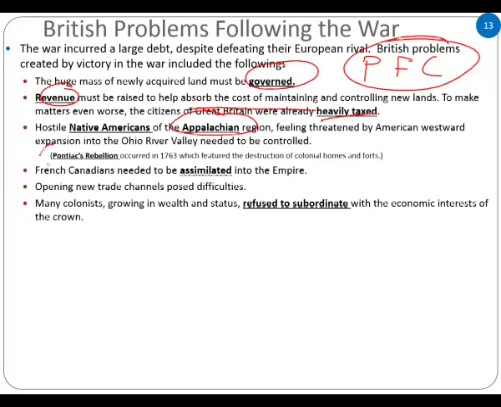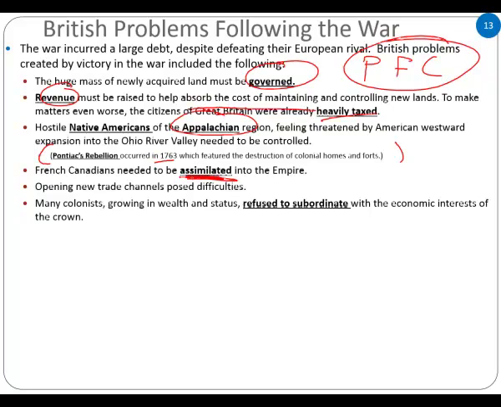All right, Pontiac's Rebellion is an example of 1763 incursions by Native Americans. That's a prime example. What were domestic conditions like with the Proclamation of 1763? Terrible. Colonists are angry. We're being taxed now, and Native Americans are angry. Pontiac's Rebellion and fighting against us. French Canadians need to be assimilated into the empire.